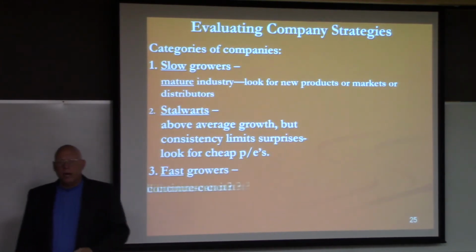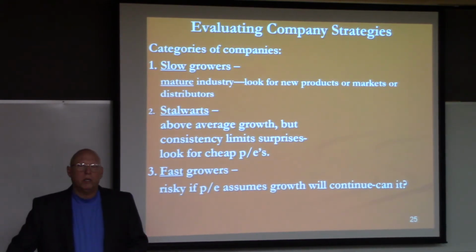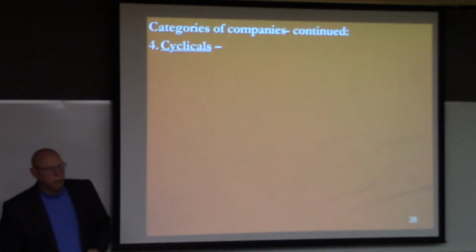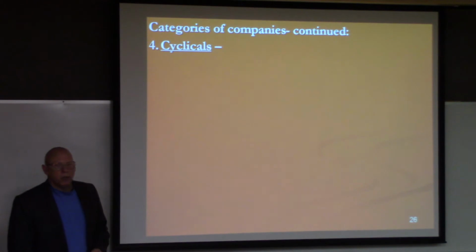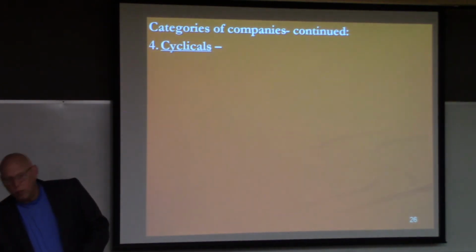All right, fast growers. These could be risky if the PE assumes growth will continue. Be careful what you pay for these fast growers. Again, if you're a growth investor, you're not looking too closely at PEs or multiples. All right. Well, we've got a little problem here with our animation, but we're going to live with it because we're going to finish this chapter. We only have one more slide after this.